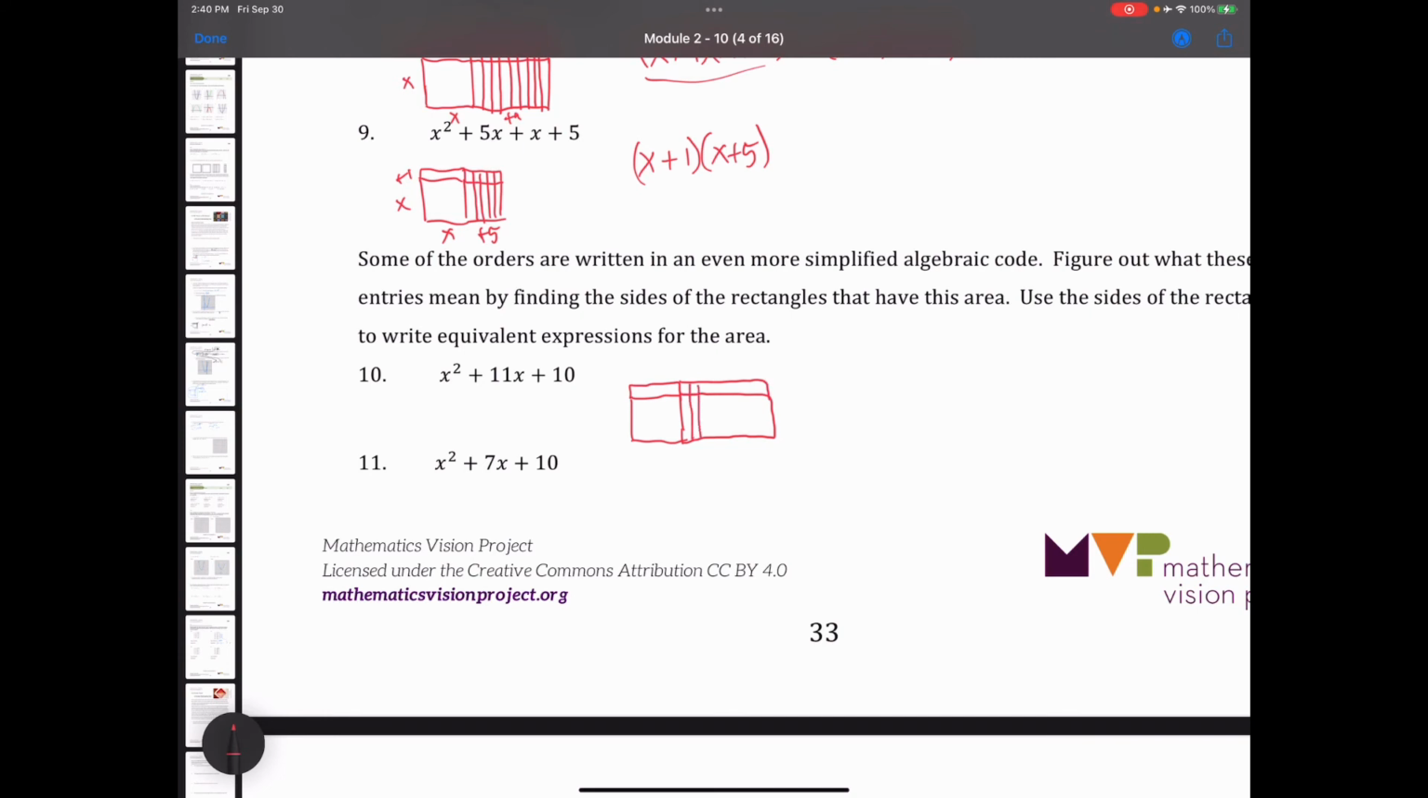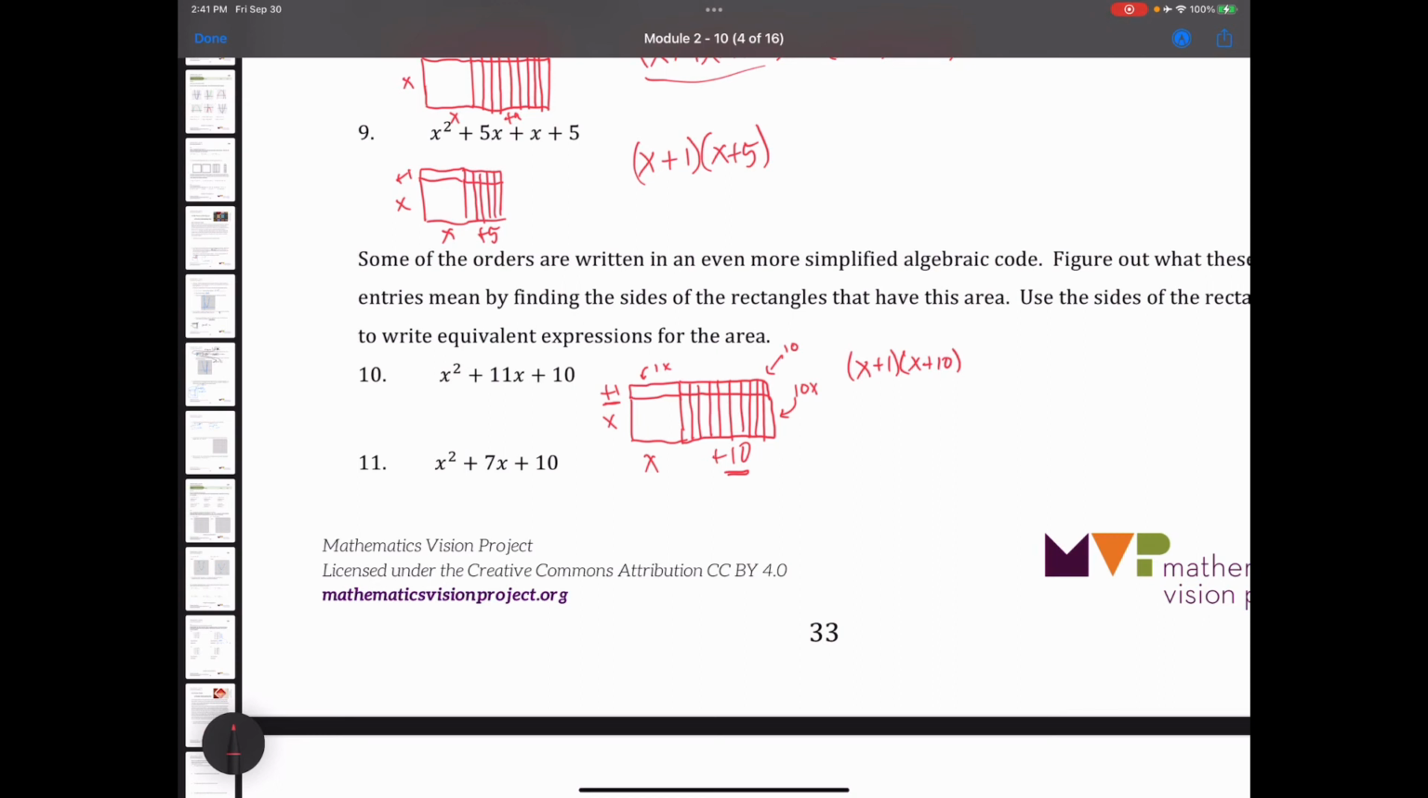1, 2, 3, 4, 5, 6, 7, 8, 9, and 10. So x plus 10, x plus 1, and you can count up there if you want to, or just note that 10 times 1 is 10 unit blocks. But I have 10 x blocks right here, and I have 1 x block up here, which gives me the sum of 11 x's. So the area in terms of side length is going to be x plus 1 times x plus 10. So there's the area for that one.